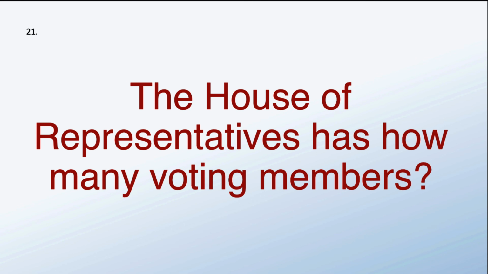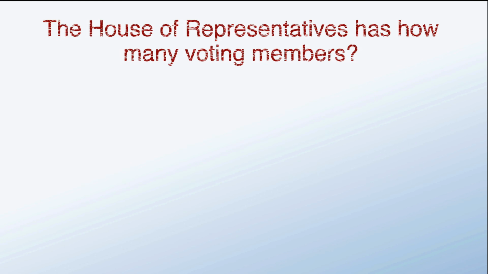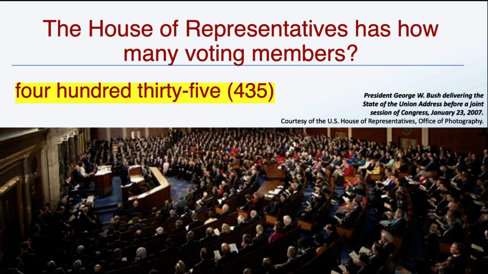The House of Representatives has how many voting members? 435. 435 voting members are in the House of Representatives.